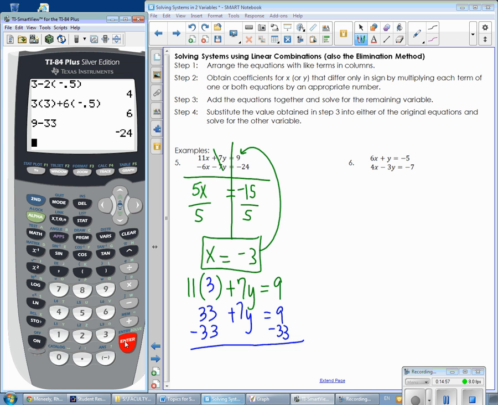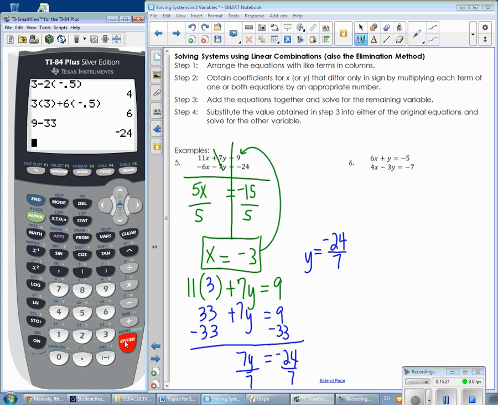we get a negative 24. And if I divide both sides by 7, notice in this case I'm not going to get a whole number. That's okay. So we find that y is equal to a negative 24 sevenths.